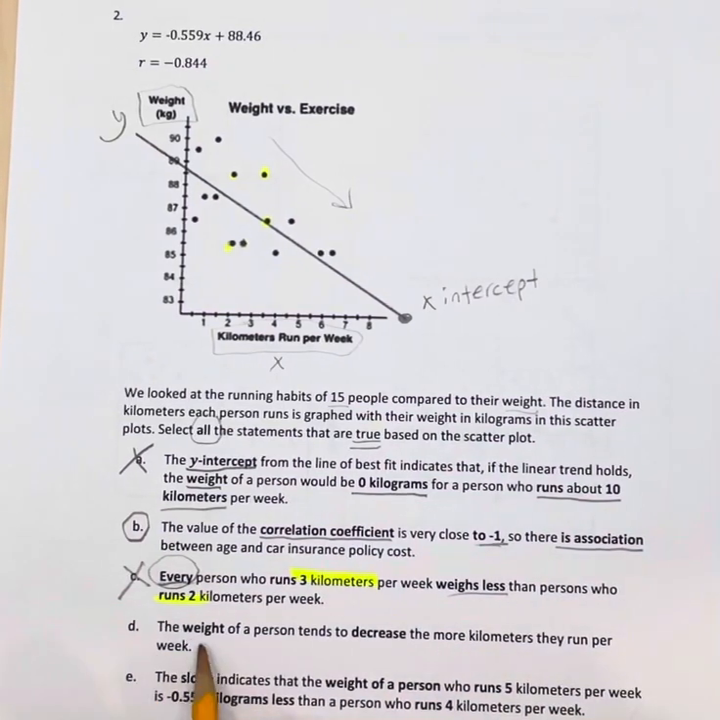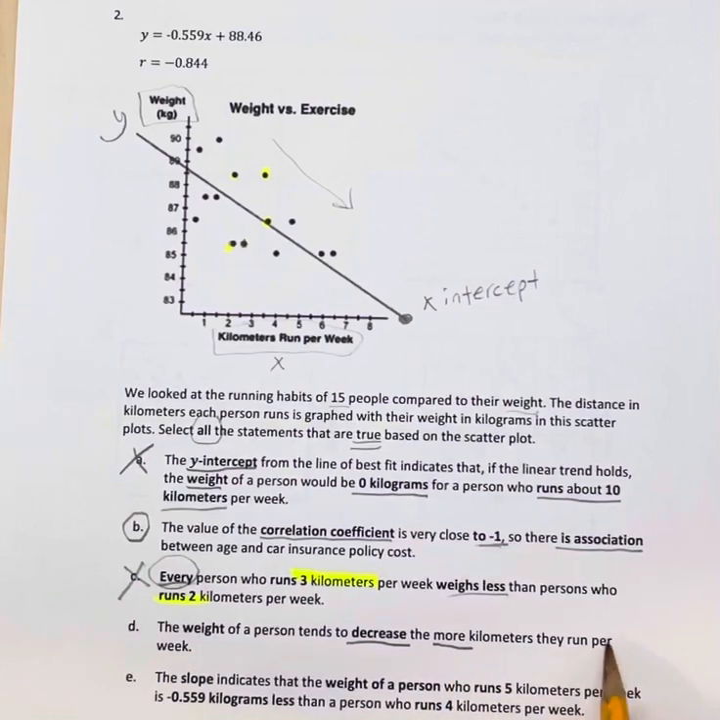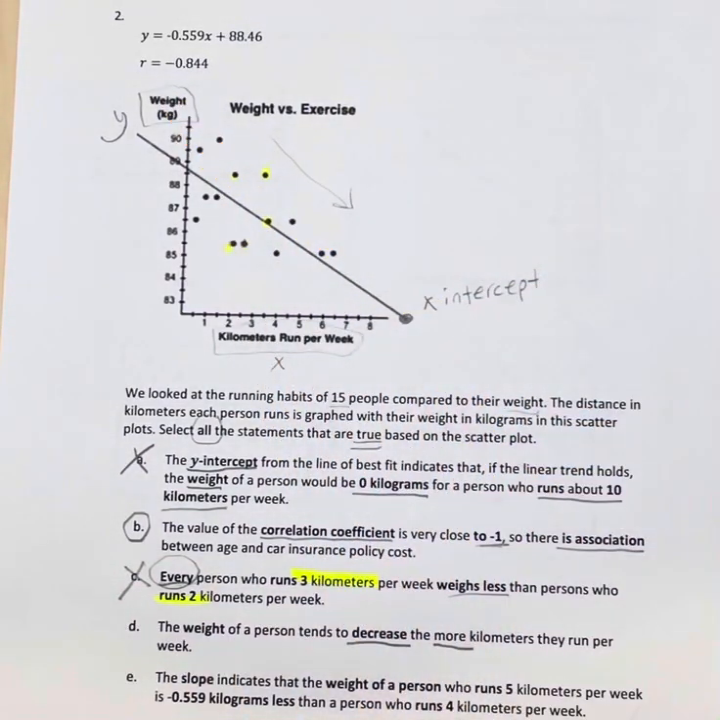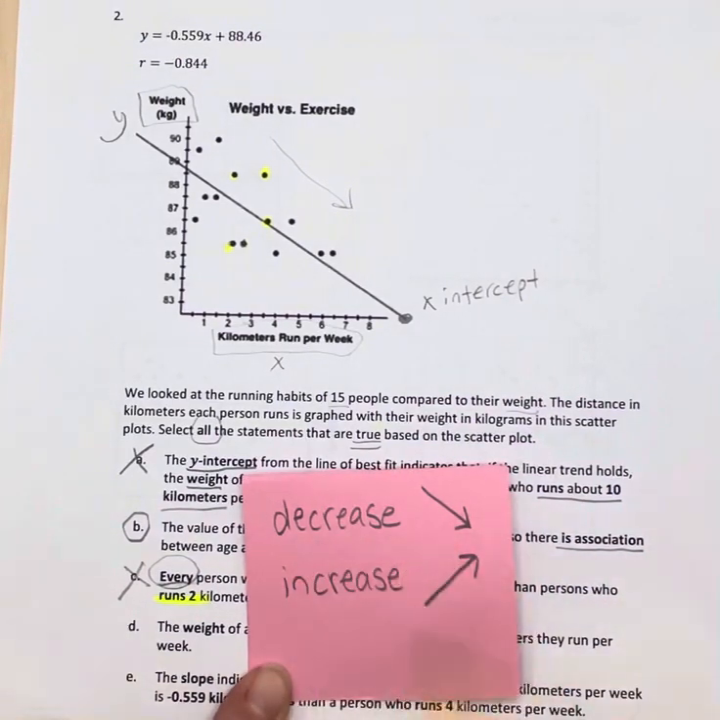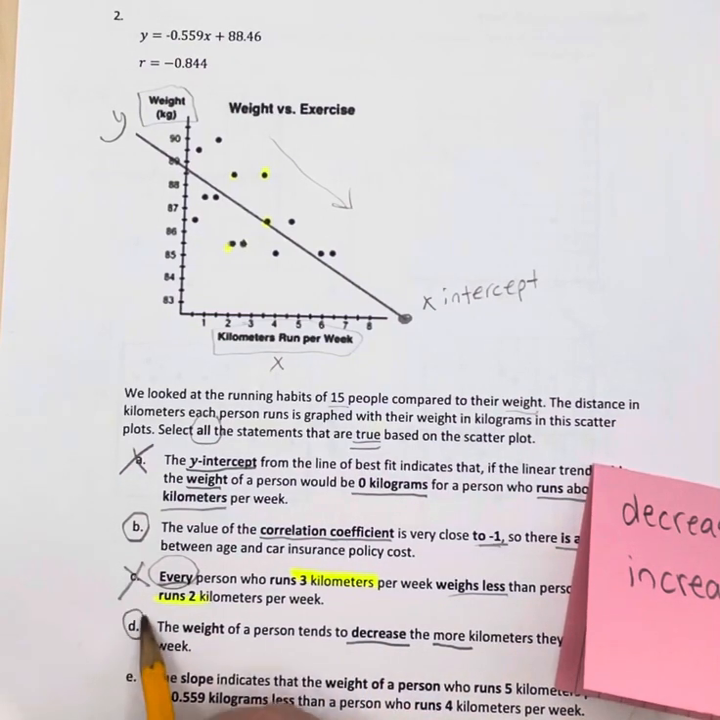For D, the weight of a person tends to decrease the more kilometers they run per week. So this graph, does it decrease or does it increase? Well, decrease means it's going down, increase means it's going up, so this graph is decreasing. The weight of a person tends to decrease. I would say that is true.